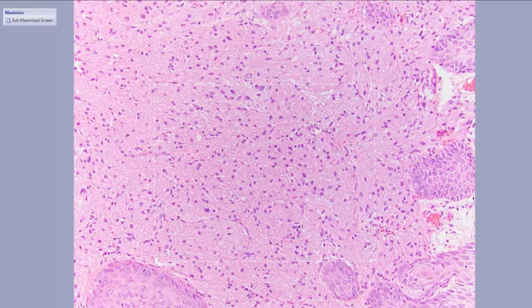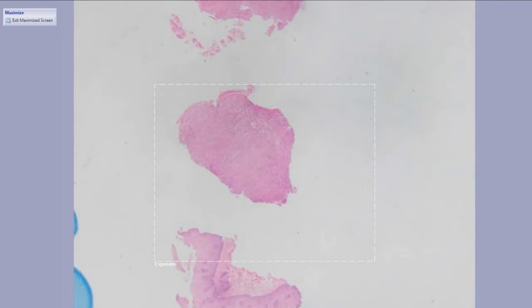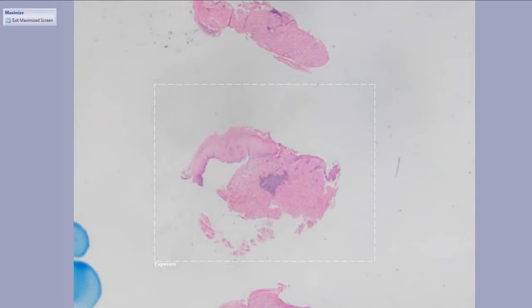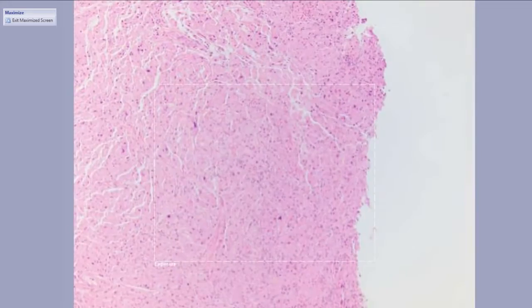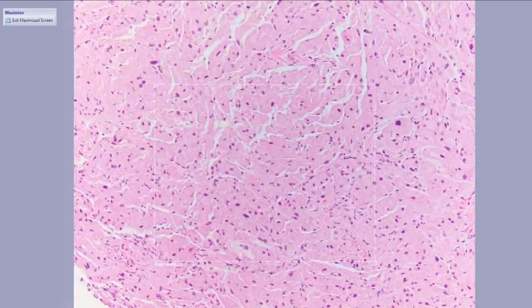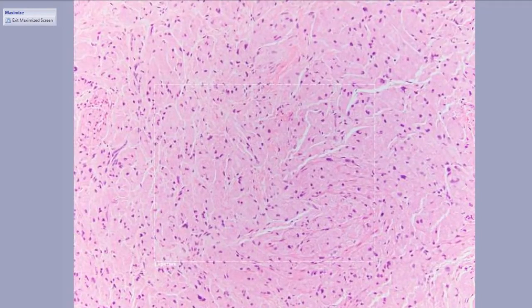Case number 2, another esophagus mass. Here we go. At low power it actually looks a little similar. We've got the squamous epithelium, and then we've got this thing here. And in many ways, it looks similar to the granular cell tumor that we just took a look at. Rounded granular cells, abundant pink cytoplasm.